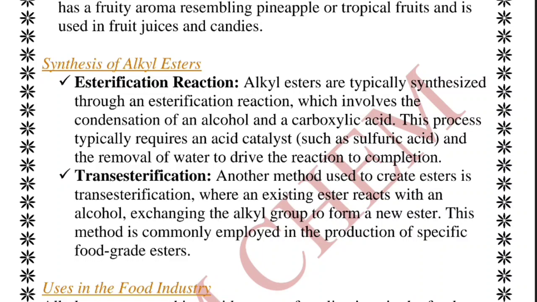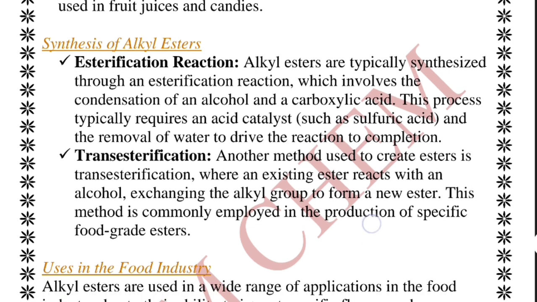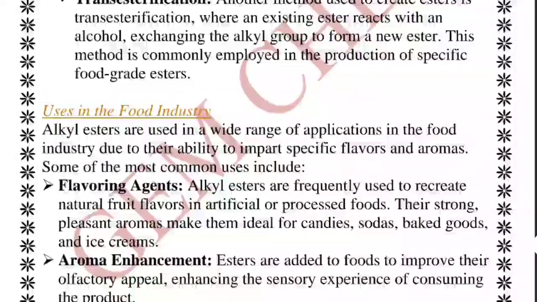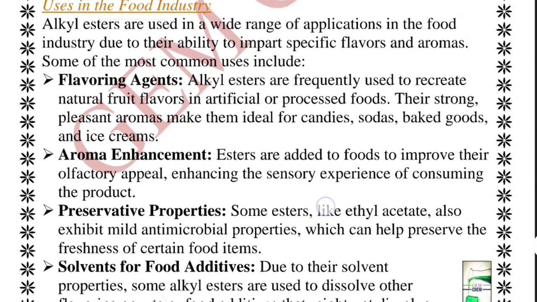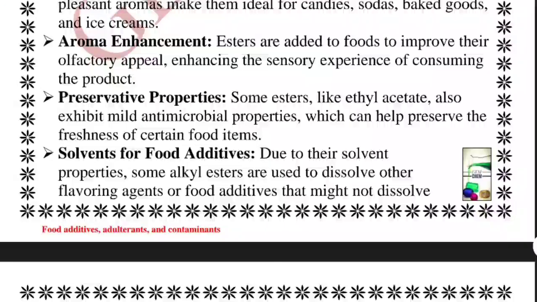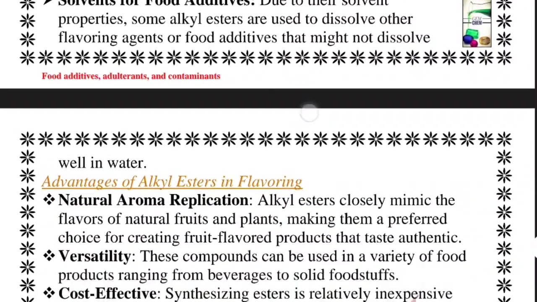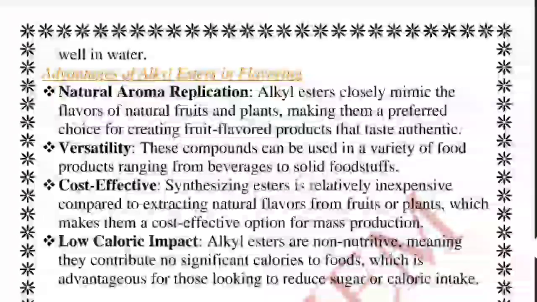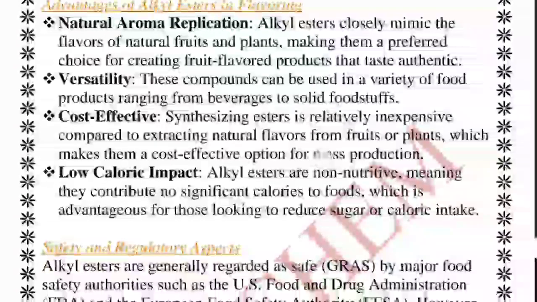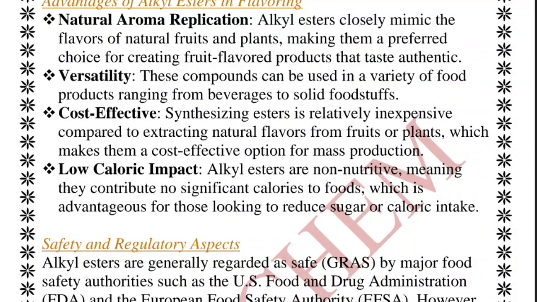Another method is that we can create esters using trans-esterification. We have an existing ester, we make it react with an alcohol, then the alkyl groups get exchanged to provide you a new ester. Now uses in the food industry are that it helps as a flavoring agent, aroma enhancement, preservative properties, and solvents for food additives. Advantages are natural aroma replication, versatility, cost effectiveness and low calorie impact.